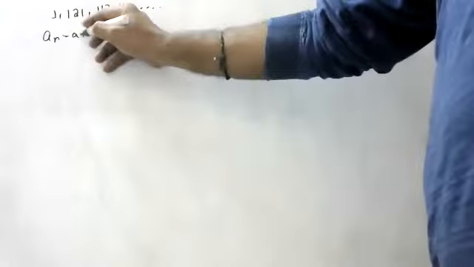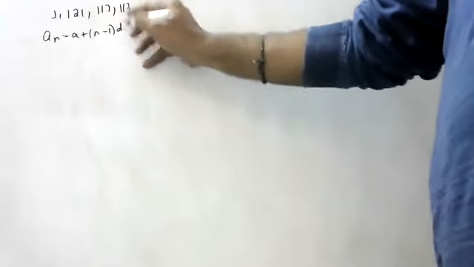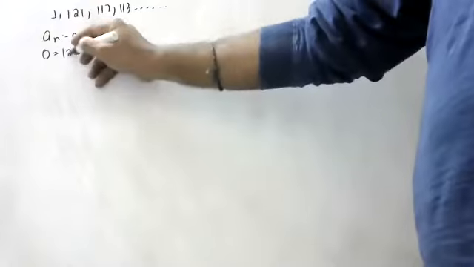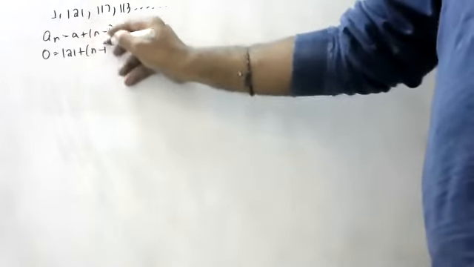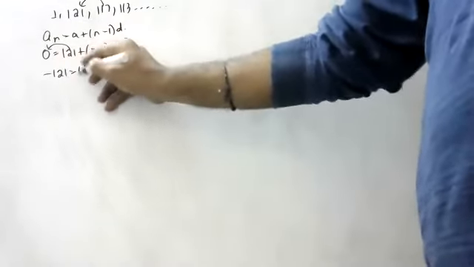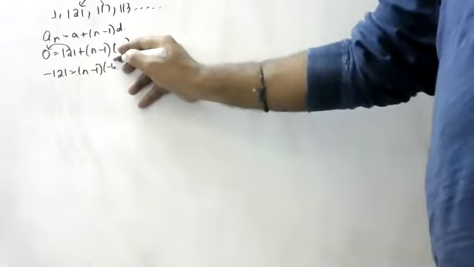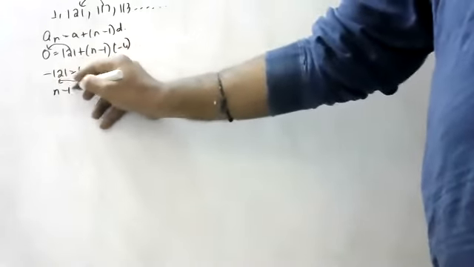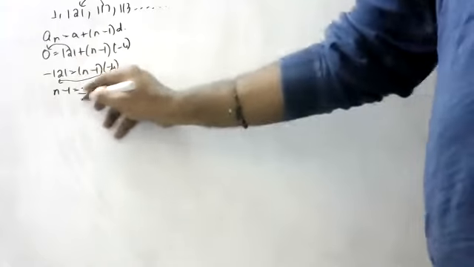An is equal to a plus (n minus 1) into d. Let us check which is the zero term, then we can identify. What is a, children, here? 121. Common difference is how much, children? Minus 4. So 121 plus (n minus 1) into minus 4 is equal to 0. Minus 121 is equal to (n minus 1) into minus 4. N minus 1 is equal to minus 121 by minus 4.